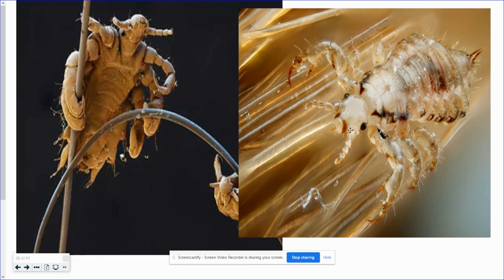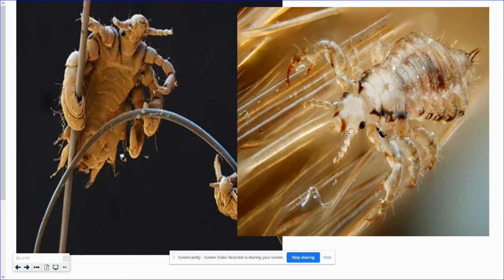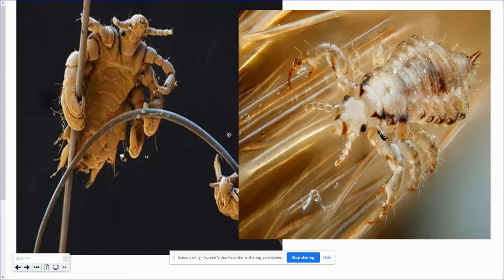These guys are lice. It's not really a disease, but I just thought it was interesting. There are two different lice. There's lice that go in the hair, up in our hair, and then there's lice that goes in our private areas. They're actually two different species of lice, believe it or not. You don't want those guys.